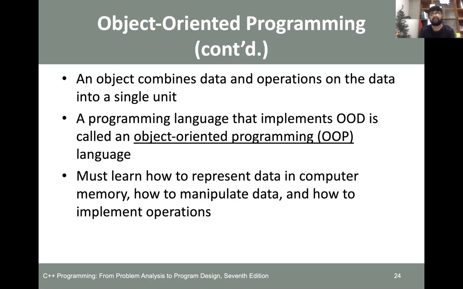An object is something that combines data and operations on the data into a single unit. A programming language that implements object-oriented design is called an object-oriented programming language. Typical examples here are, I think, Java and C++ as well, which has the capability to support object-oriented programming, but it also supports structured programming. So C++ is much more flexible in terms of the programming approach. We must learn how to represent data in computer memory, how to manipulate data, and how to implement operations, right? So there are three things here: how to represent the data in computer memory, how to manipulate or change the data, and finally, how to implement different operations.